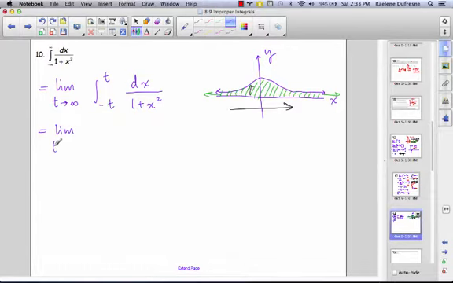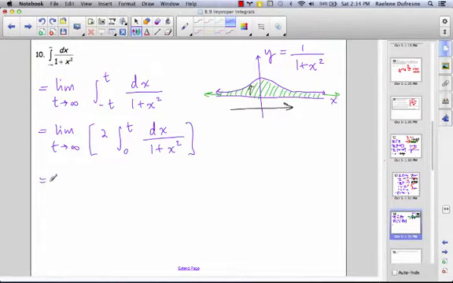Before we work out the limit, we have to work out the definite integral, and we see that the function 1 over 1 plus x squared has even symmetry. Because the function has even symmetry and I have a symmetric interval, I can change the integral to 2 times the definite integral from 0 to t of dx over 1 plus x squared. And I can take the 2 in front of the limit, and I know that the antiderivative of 1 over 1 plus x squared is tan inverse of x from 0 to t.